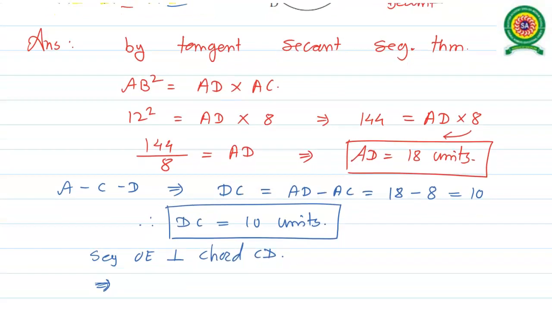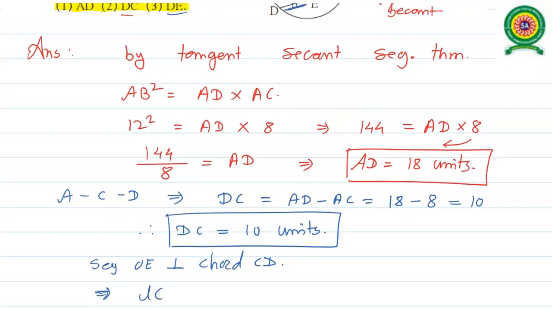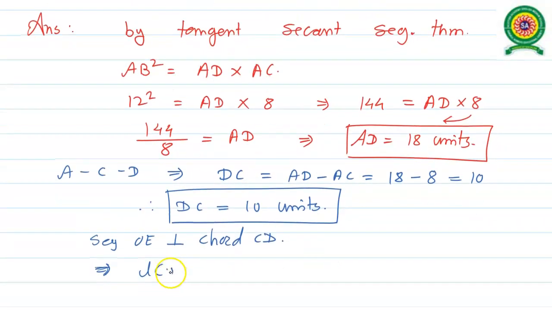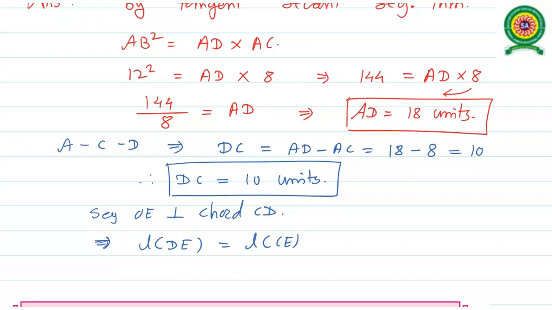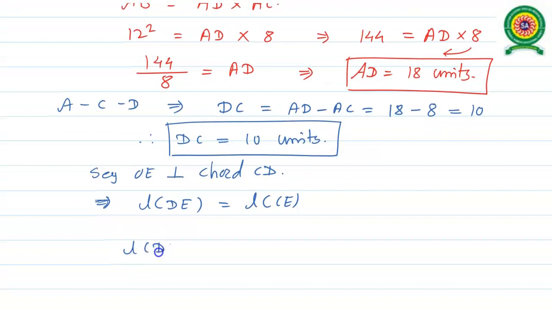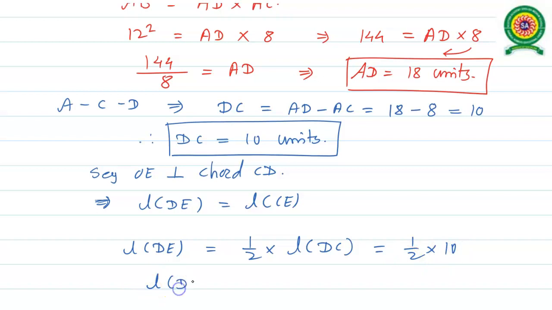So that implies the length of DE equals the length of CE. So we can write the length of DE is half the length of DC, because E is the midpoint of segment CD. So half of the length of DC, which is 10. 10 divided by 2 is 5. So the length of DE is 5 units.